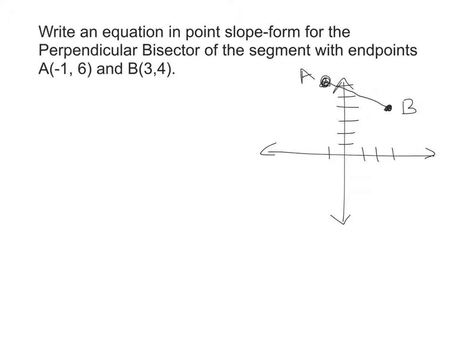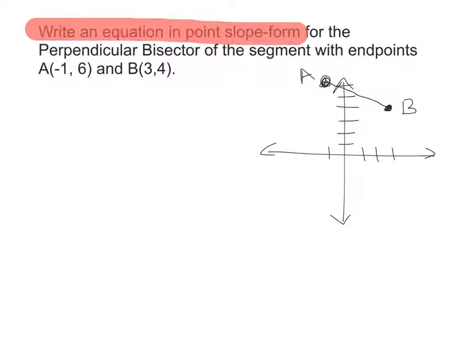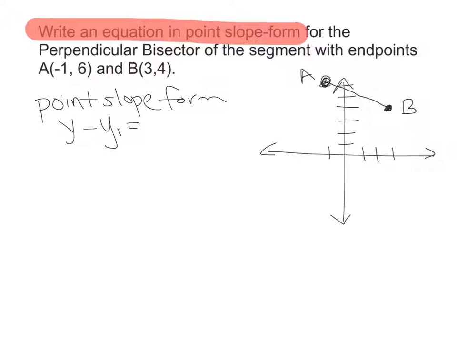Something for this problem that we need to clarify is that you're going to be writing an equation in point-slope form. So as a reminder, you guys can write this down too. Point-slope form is y minus y1 equals m times (x minus x1). So we're going to need that at the end.